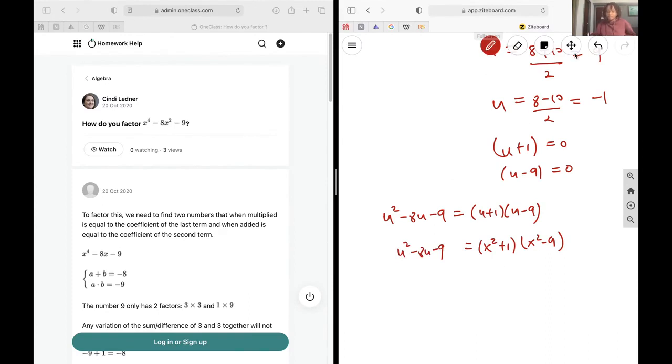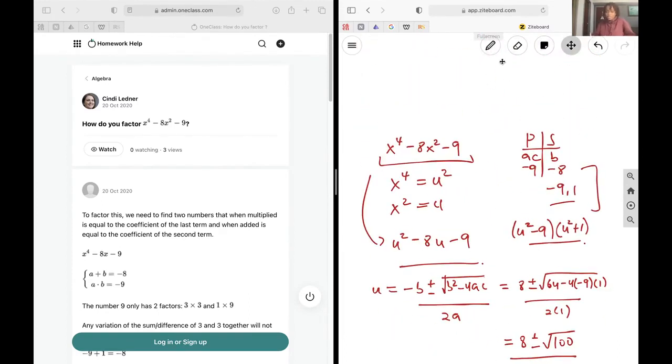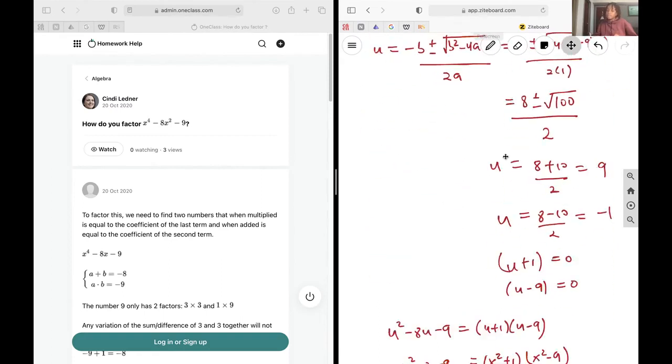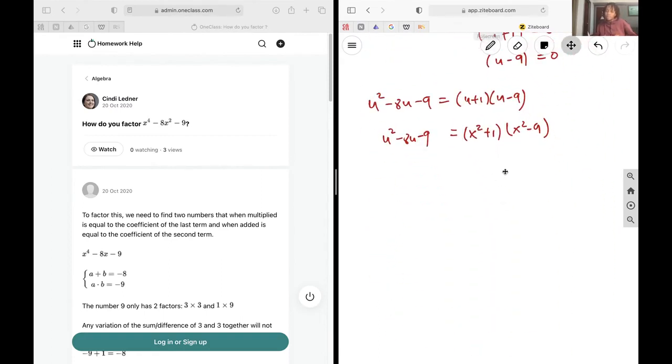Okay, now, because the initial expression we're given is to the power of 4, that means that the order is 4, and I can expect 4 zeros. These could be real, these could be complex valued, it depends. And so in the end I should have 4 brackets when I factor it. And so currently I have 2, which means I'm looking for 2 more.